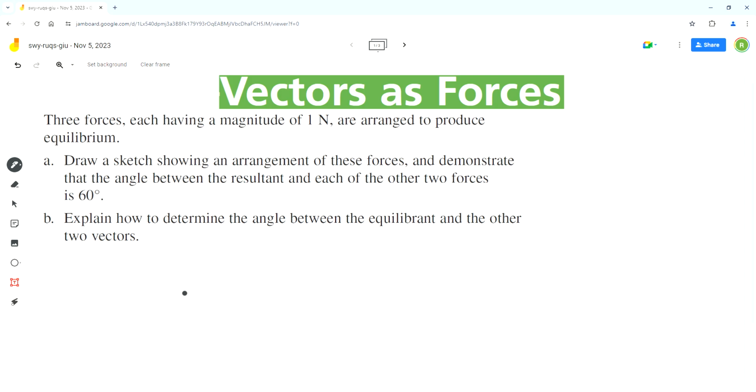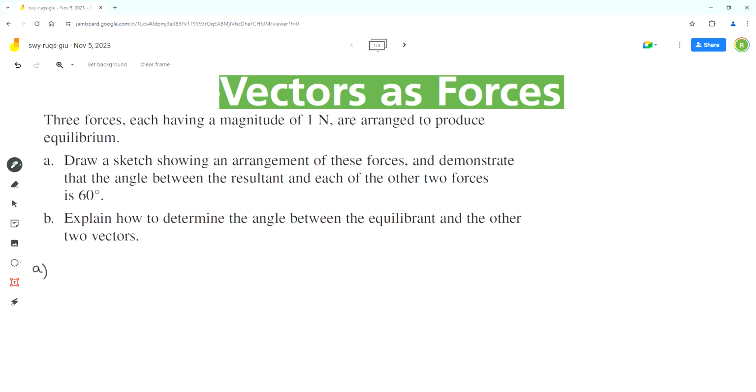So in this video, we'll solve this problem using the concepts of vectors as forces. As per the problem, three forces, each having a magnitude of 1 Newton, are arranged to produce equilibrium. In part A, we have to draw a sketch showing an arrangement of these forces and demonstrate that the angle between the resultant and each of the other two forces is 60 degrees. So let's start with part A.